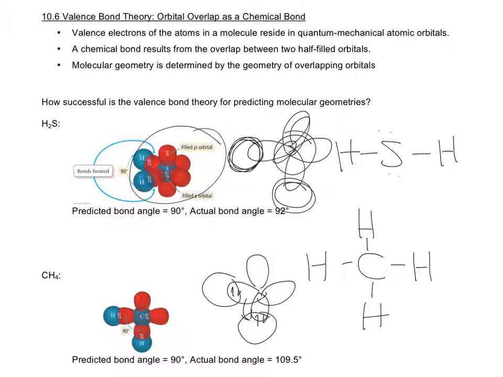So valence bond theory is different than VSEPR, which is what I talked about in the last video. VSEPR is based purely on geometries and electron repulsions. Valence bond theory takes into account where the electrons are in the orbitals. And so it does a good job in the case of SH2, but in general, it doesn't do that good a job, which is what we're seeing here with methane.